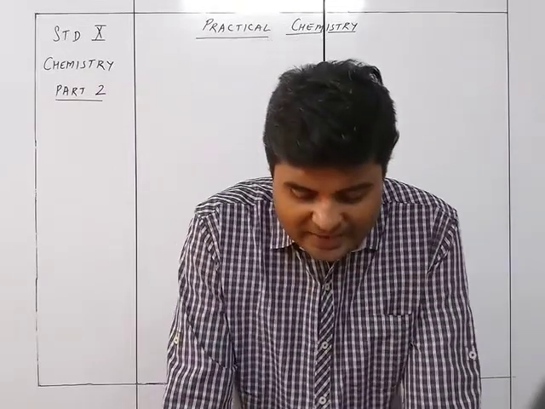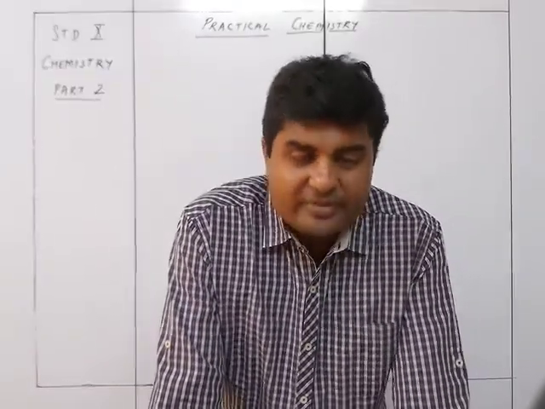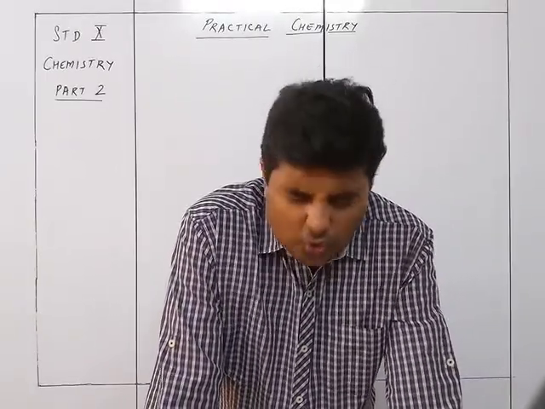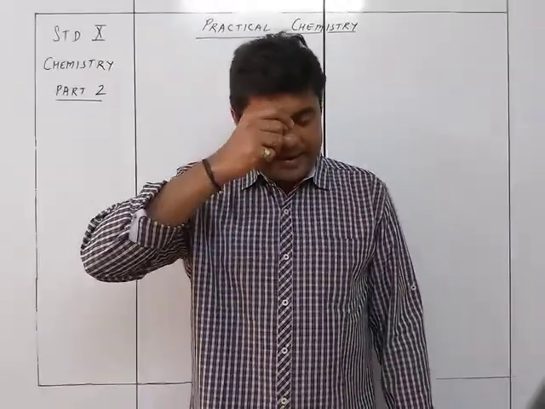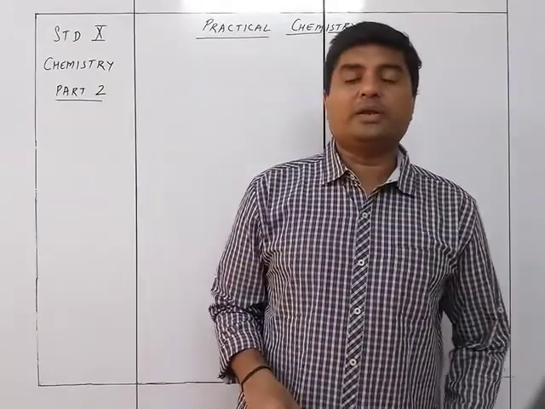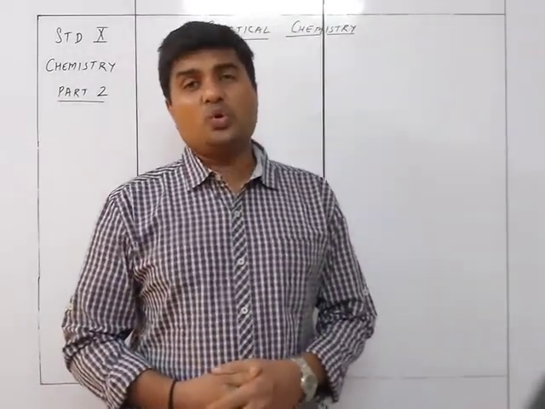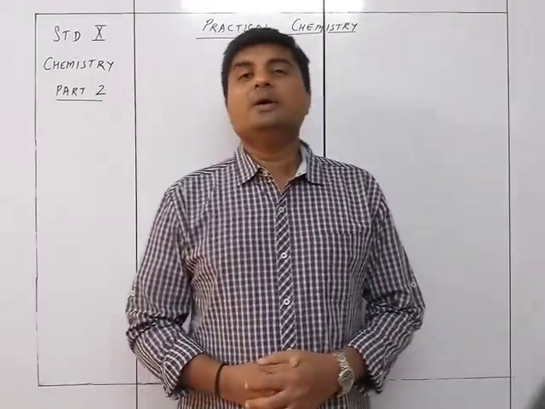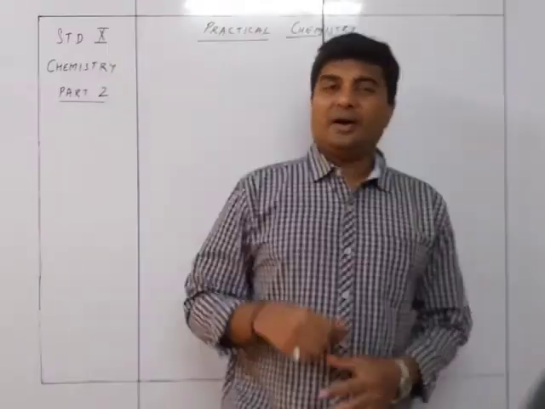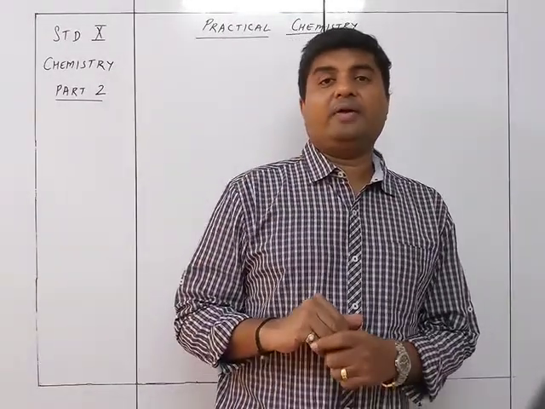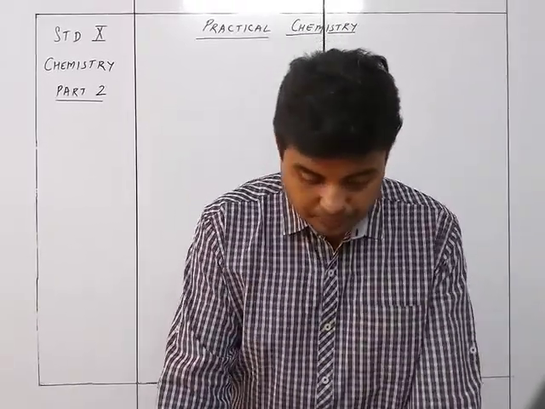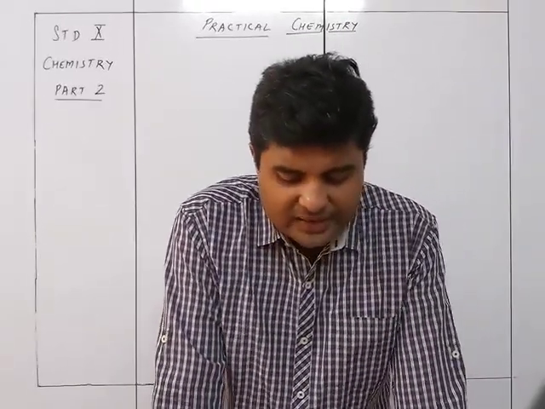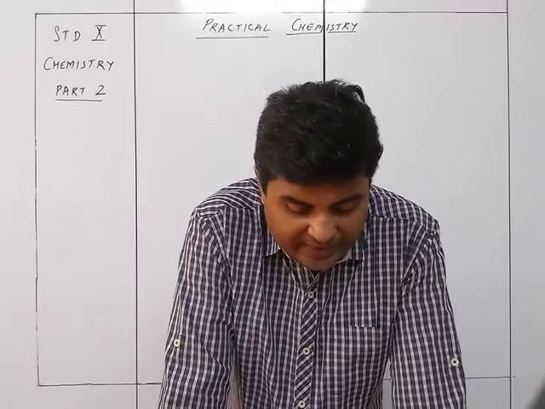So zinc nitrate, which is white in color, is going to give you ZnO. So 2Zn(NO3)2 will give you ZnO plus NO2 plus O2. Now the ZnO which is there, again we learned earlier that when it is hot it is yellow and when cold it is white. So observation: original color white turns yellow on strong heating.